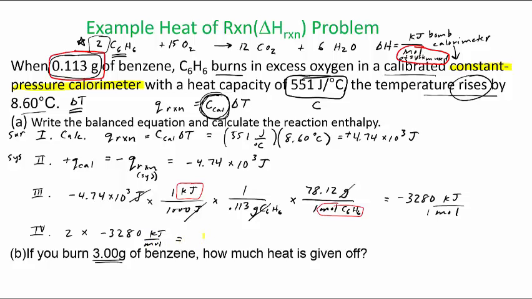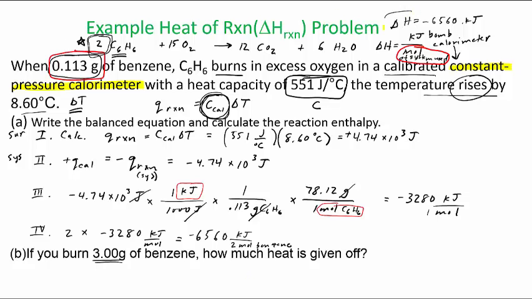Okay, so this would be 3280 times 2. So this would be 6,560 kilojoules per 2 moles of benzene. So what this means is now I can write that after my balanced reaction. I could write it here because this is showing per 2 moles. So I write the number negative 6,560 kilojoules.